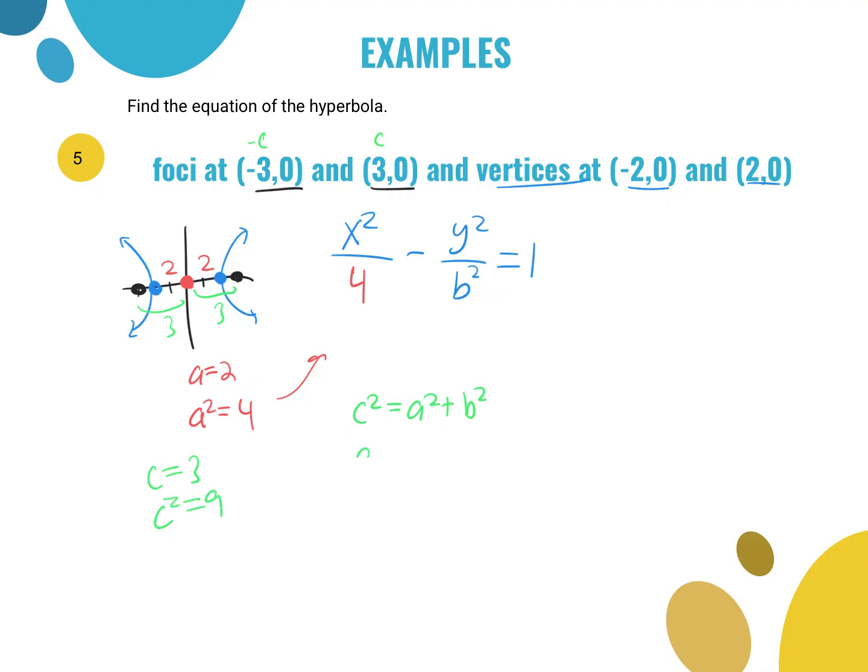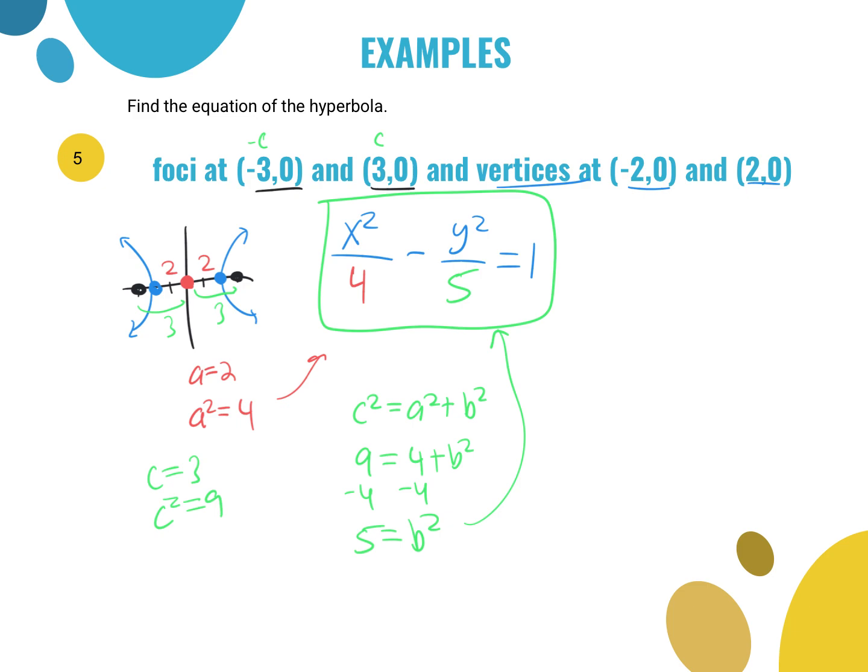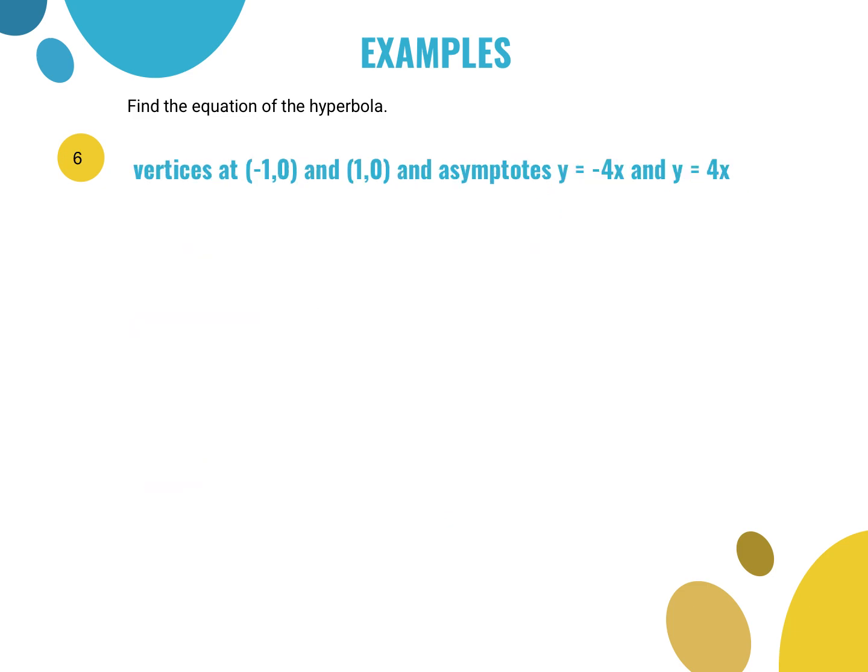All right, so let's plug in all of our information. I have 9 equals 4 plus b squared. All we have to do is subtract 4 on both sides, and I get 5 is b squared. And then you're going to plug in 5 for b squared. And then that's going to get us our equation. And that's all we have to do with that one. All right, let's keep it going.